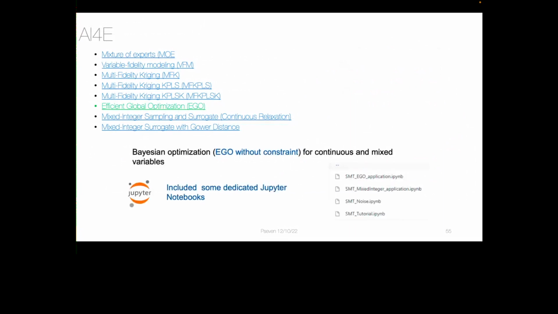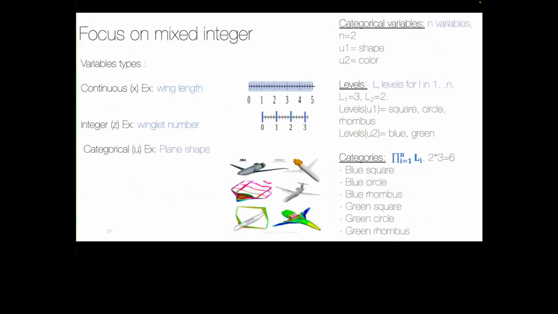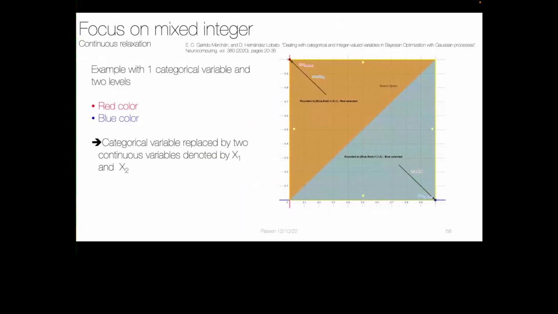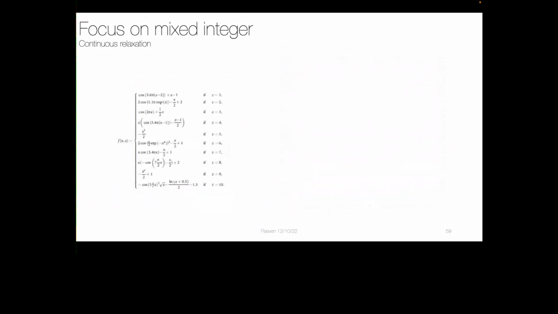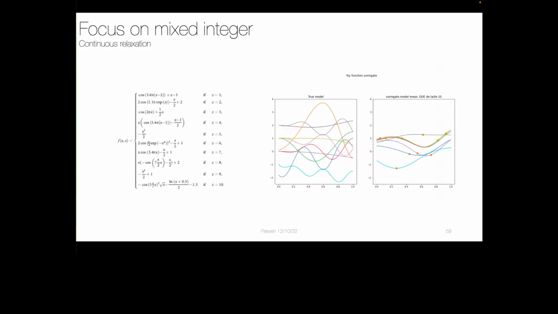So we also offer unconstrained optimization, so efficient global optimization in open source. So you have tutorials, and the novelty is doing Bayesian optimization with mixed variable types, so continuous, integer, categorical. So one way to do this is continuous relaxation. So categorical variables are replaced by two continuous variables denoted x1 and x2. So for example, if x1 is superior to x2, we have the blue color, and if x1 is inferior to x2, we have the red color.